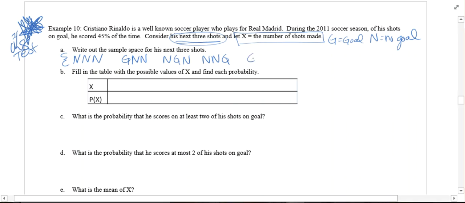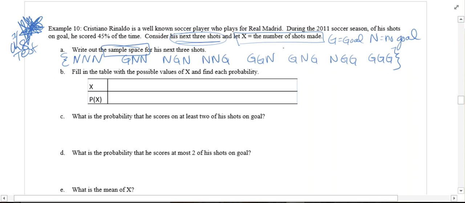He could get 2 goals in any order, or he could make all 3. So this is writing out the sample space.